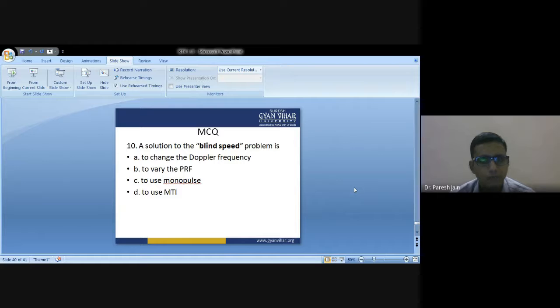Now we have the last multiple choice question, that is the 10th question. A solution to the blind speed problem is: A. To change the Doppler frequency, B. To vary the pulse repetition frequency, C. To use the monopulse, D. To use MTI.